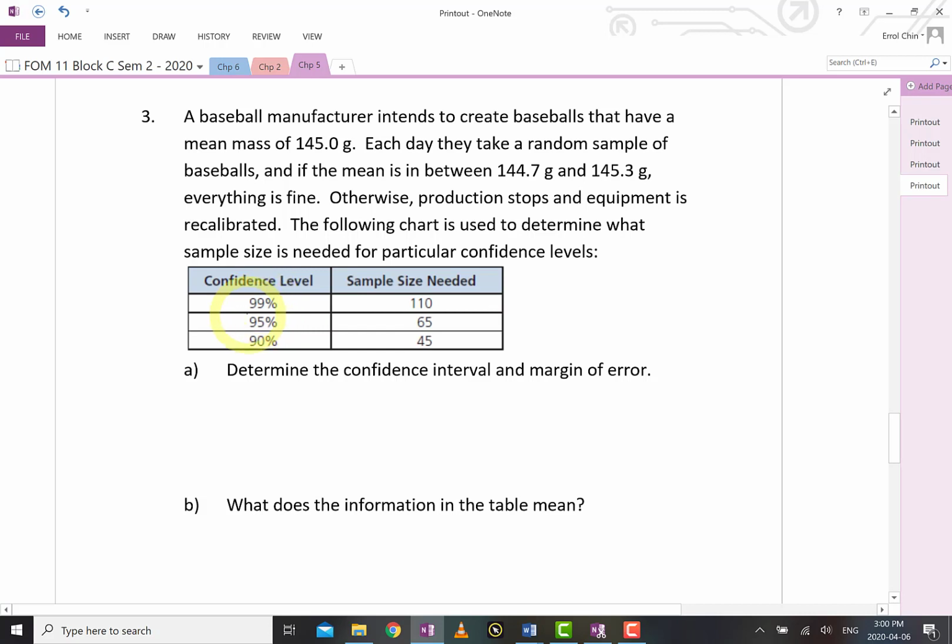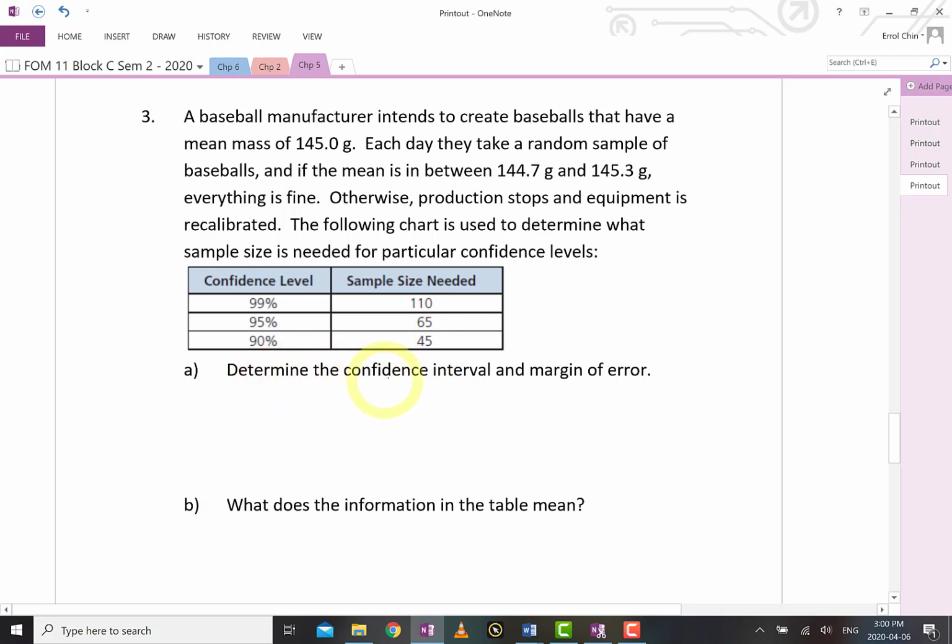Now, if they want to be confident 99 out of 100 times, they're going to need to sample 110 baseballs. If they only want to be accurate 95% of the time, which is 19 out of 20 samples, they're going to need to sample 65 baseballs. And if they're only interested in 90%, which is 9 out of 10 times, they need to sample only 45.